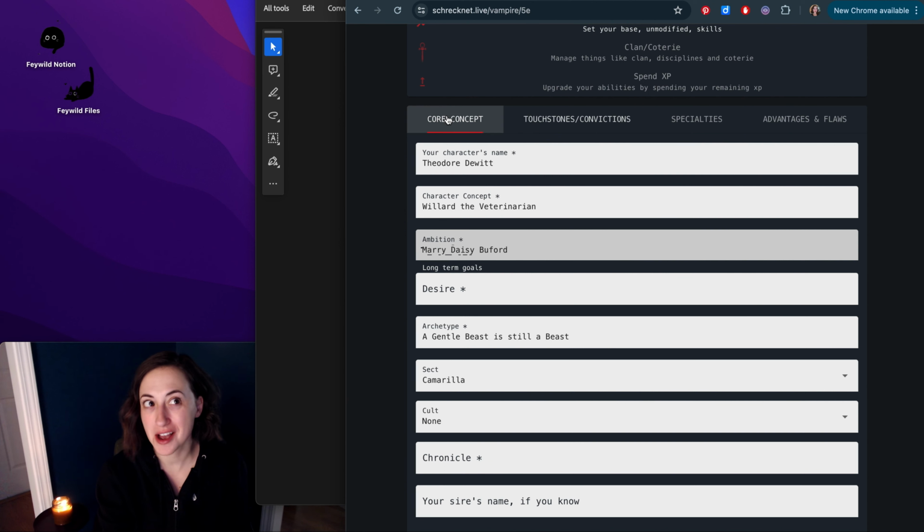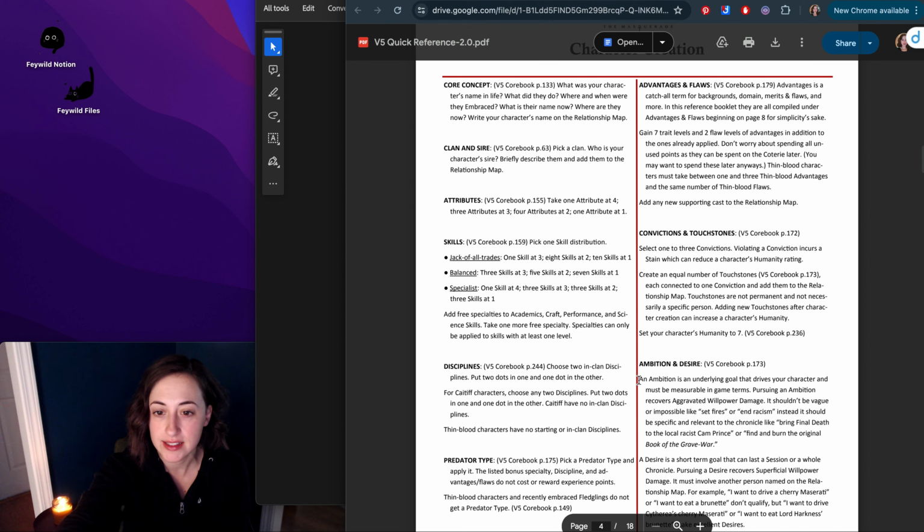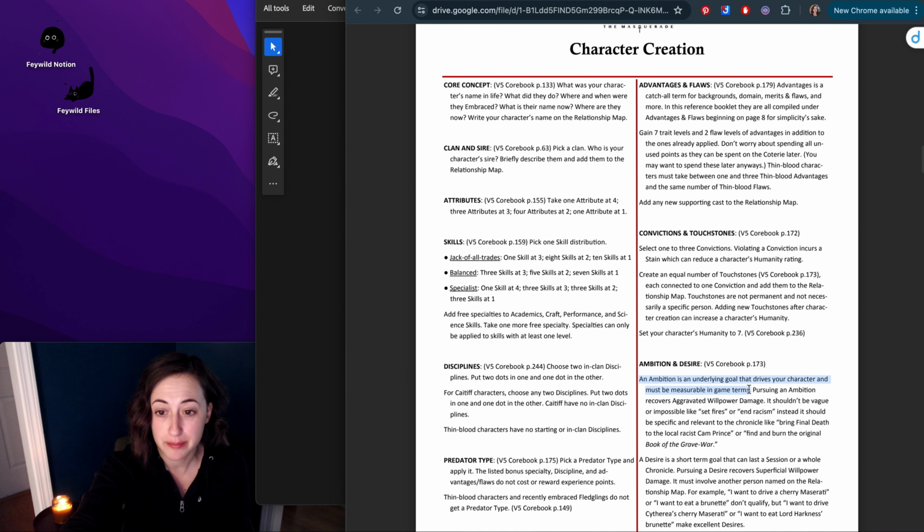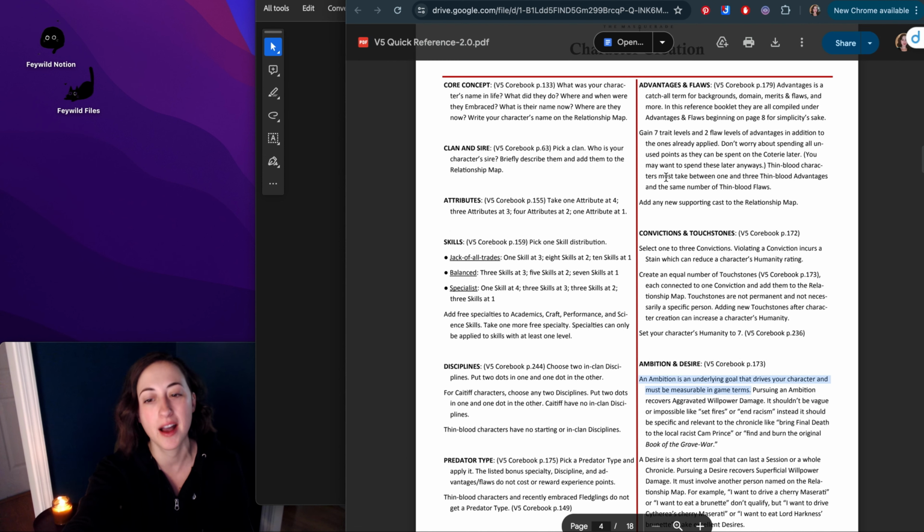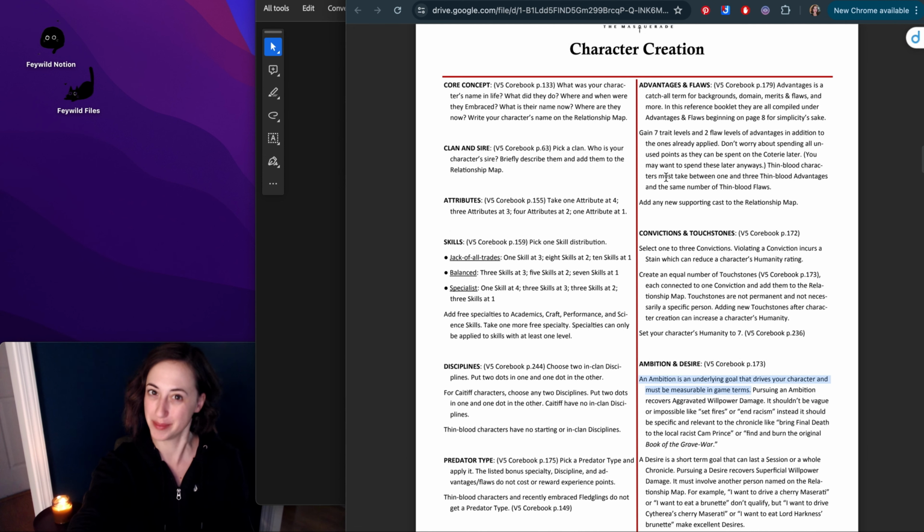And so, in my head, he hasn't been in touch with her since he was bitten, and he was bitten probably in the 70s, 80s, but he still feels this kinship because he has been stalking her the entire time. So that's what the ambition should be, something that is an underlying goal and it's measurable in game terms, so it can't be really vague. And so that's what I want his overall ambition to be.